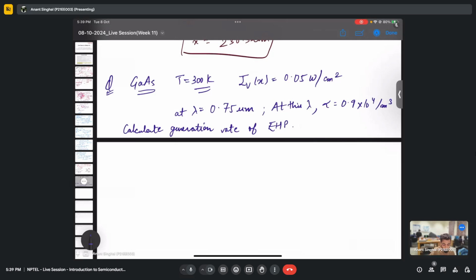So I hope this is again a very easy problem. You can try it out, a direct formula based problem. I think you will try it, right? So I'll wait for 2 minutes.